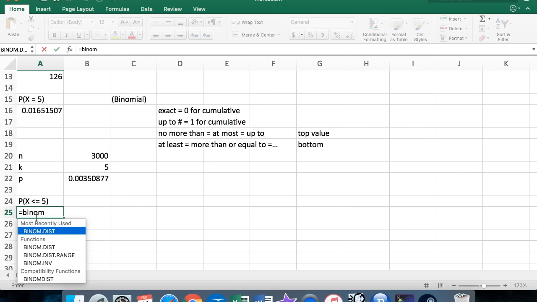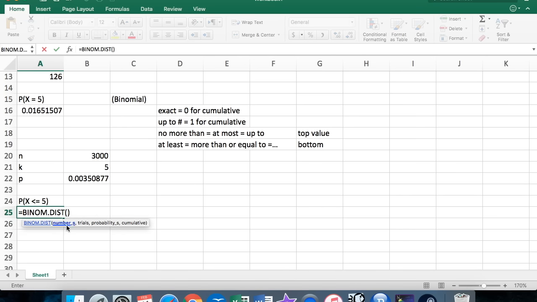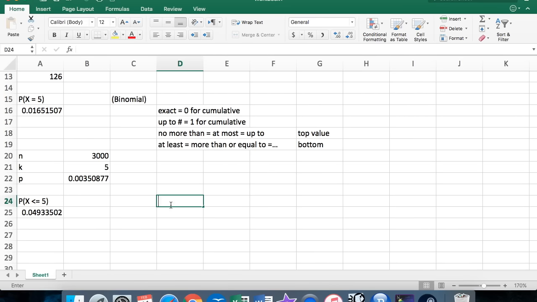So again, it's binom dist. Number of successes, this is the same thing, just click on your k. Then your trials, click on your n. And then your probability of success, click on your p. And now it's cumulative. Cumulative means, is there more than one case? Well, yes, there is, because x is less than or equal to 5 is x equal to 0, x equal to 1, x equal to 2, all the way up to 5, right? So you'd say yes.